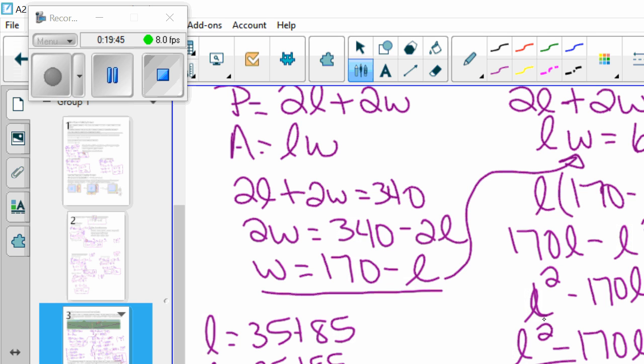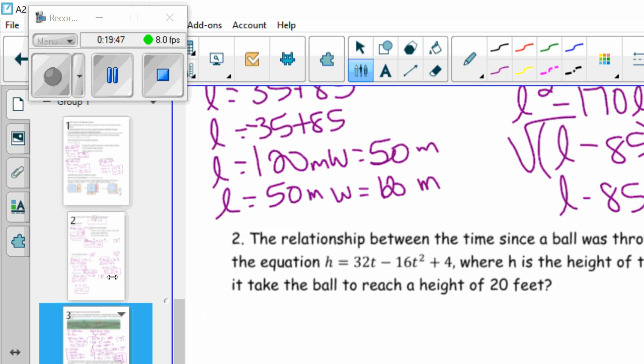All right, let's look at one more word problem. The relationship between the time since a ball was thrown and its height can be modeled by the equation h equals 32t minus 16t squared plus 4, where h is the height of the ball after t seconds. How long will it take the ball to reach a height of 20 feet? All right, so again, I want to know when h is 20.